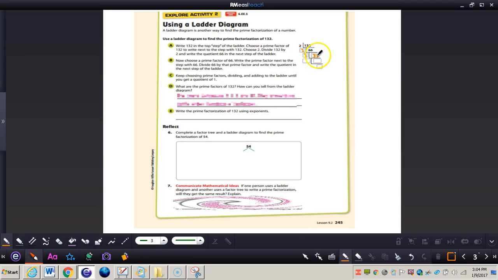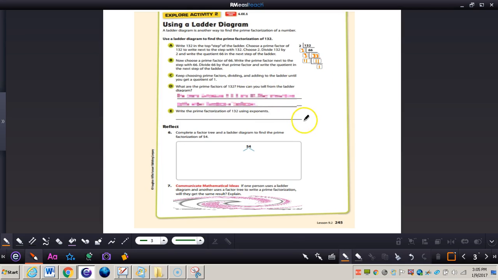And then we think 33 divided by 3 is going to give me 11. And now we need to think of a prime factor of 11, and that's going to be 11. We have 11 divided by 11 is going to give us 1. So you want to keep going through and keep adding to the ladder until you get a quotient of 1, just like this.